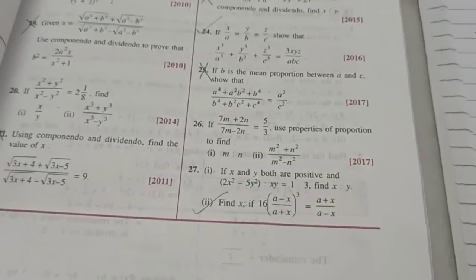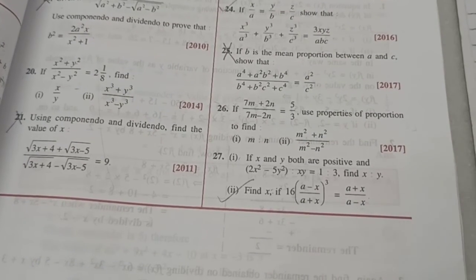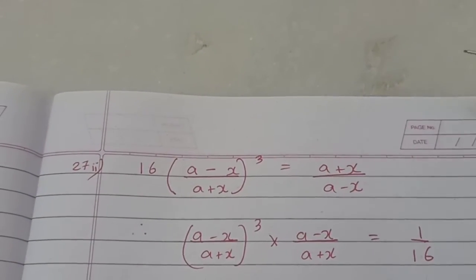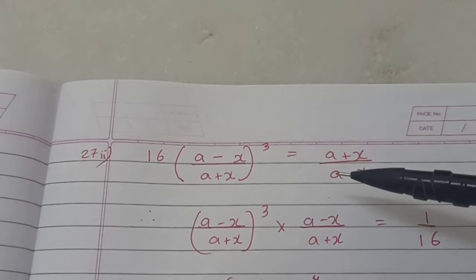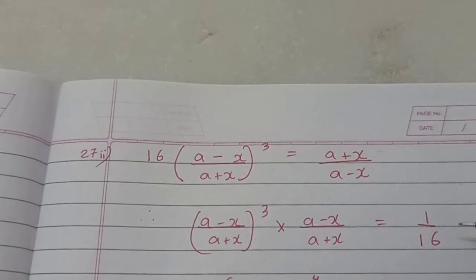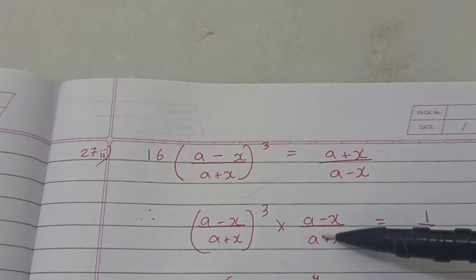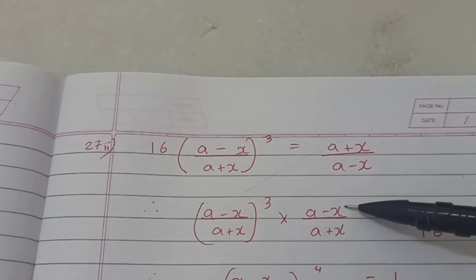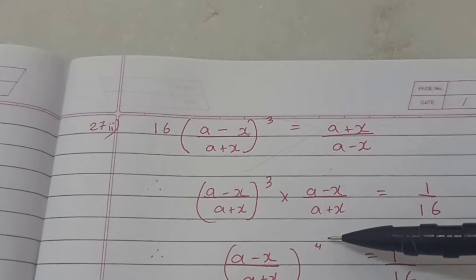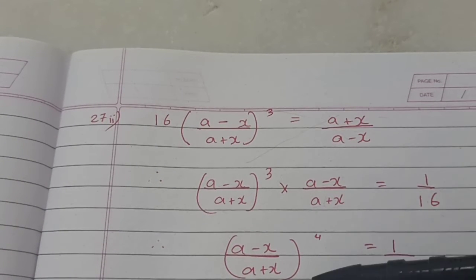Now the 27th sum, Roman number 2. Find x if this is given. We have to find the value of x. So first of all, I want the numbers separate and the variables separate. So I'll shift 16 to the RHS, so it will become 1 upon 16. This will go down and this will go up, which is good because the numerator was already a minus x cube into a minus x, so it will become a minus x the whole raised to 4. Even the denominator will become a plus x raised to 4.